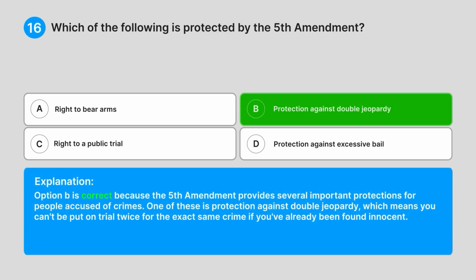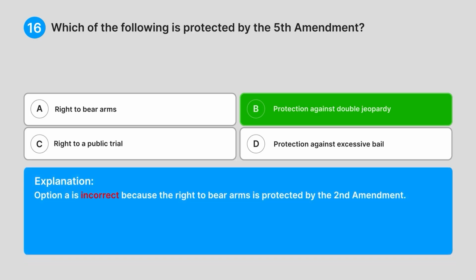Explanation: Option B is correct because the Fifth Amendment provides several important protections for people accused of crimes. One of these is protection against double jeopardy, which means you can't be put on trial twice for the exact same crime if you've already been found innocent.